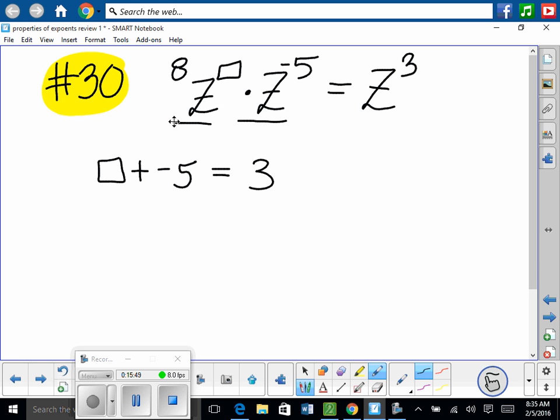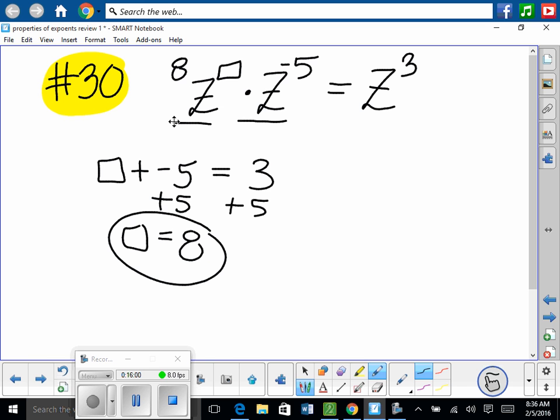Now algebraically, all you have to do is solve for square. So to get the square alone, we would add 5, right? Add 5. So we have square is equal to 8. Does everybody see how to do that algebraically? And that's what you'll want to do when you get to some of the harder problems. Does that make sense, everybody? I had to do it on some of them. Okay. So the box is equal to 8.